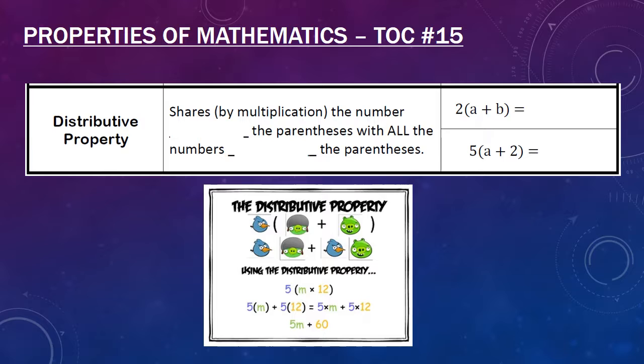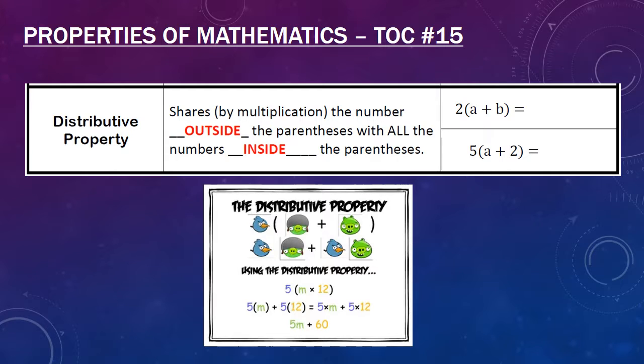So the distributive property says that I'm going to share everything outside the parentheses with all the numbers inside the parentheses. And when we say share, we mean multiply. So if you look at the example down at the bottom, we have the Angry Birds. The blue Angry Bird is going to get shot, and he's going to hit the pig with the helmet and the pig without the helmet. So he's getting shared, multiplied by both, to both equally.